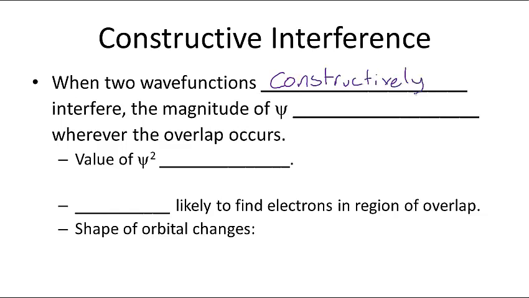What happens is the magnitude of psi increases wherever the overlap occurs. Well, if the value of psi is going to increase, what's going to happen to the value of psi squared? It's also going to increase. And if you remember 3 minutes ago, which you may not, the value of psi squared tells us the probability that the electron is there. So that means we're now more likely to find the electron there where the two functions overlapped.